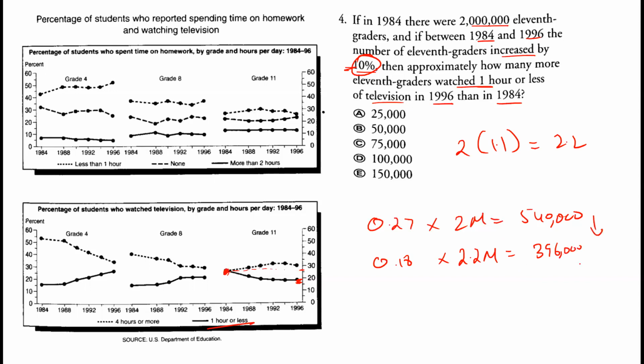So it has actually gone down. From 540 we have gone down to 396. So how much has it gone down? Approximately it has gone down by 150,000. So option E is correct. Now over here, it says approximately how many more 11th graders? So I think they need to change this wording.